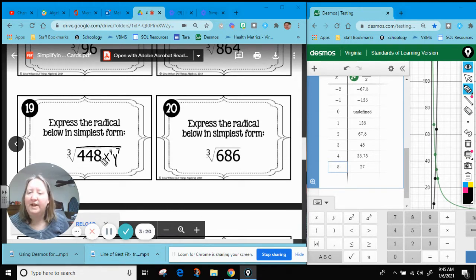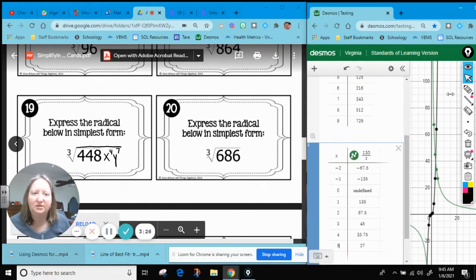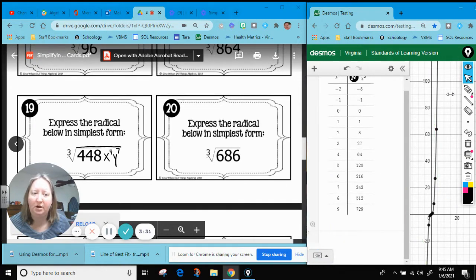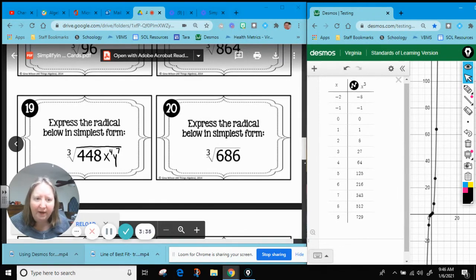So is 448 a perfect cube? Come over here in our list. Remember, we have 2 lists. One of them was looking specifically at 135. We can get rid of that. We don't care about that anymore. But here's our list of perfect cubes. 448, it would fall somewhere in here. So no, it is not a perfect cube.